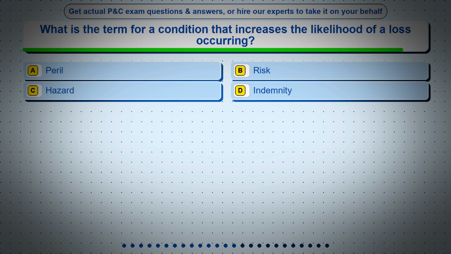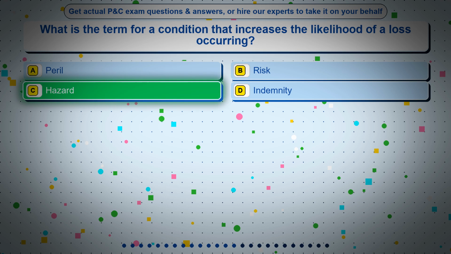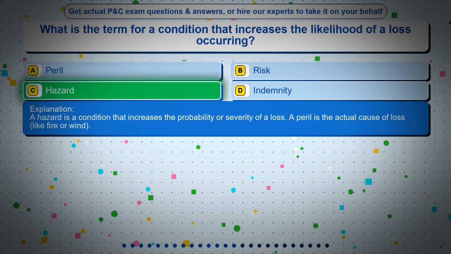Question 14. What is the term for a condition that increases the likelihood of a loss occurring? Option A. Peril. Option B. Risk. Option C. Hazard. Option D. Indemnity. The correct answer is option C. Hazard. A hazard is a condition that increases the probability or severity of a loss. A peril is the actual cause of loss, like fire or wind.